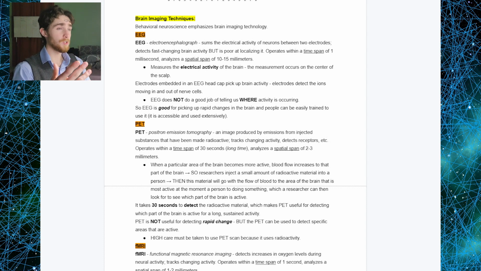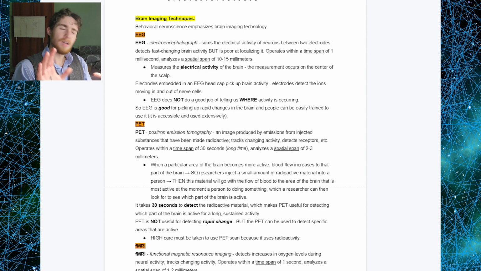The measurement occurs on the center of the scalp. With EEG, we have electrodes that are embedded in an EEG head cap, and these can pick up brain activity. The electrodes detect the ions moving in and out of nerve cells. Now, EEG does not do a very good job of telling us where activity is occurring, but EEG is good for picking up very rapid changes in the brain, and people can be easily trained to use EEG, so it is accessible and it is used extensively because it is so easy to get.